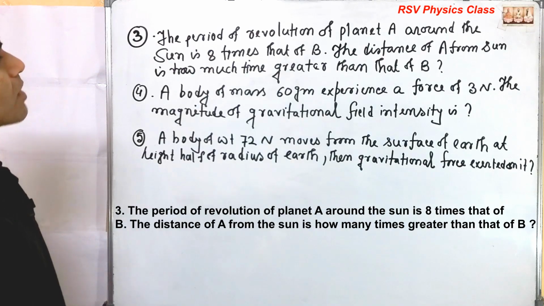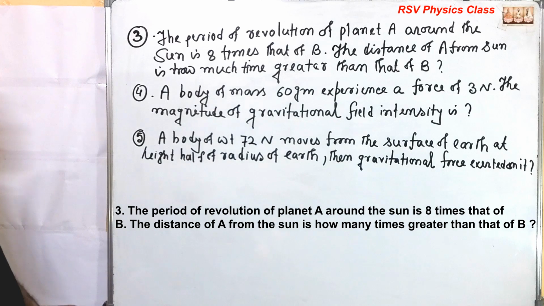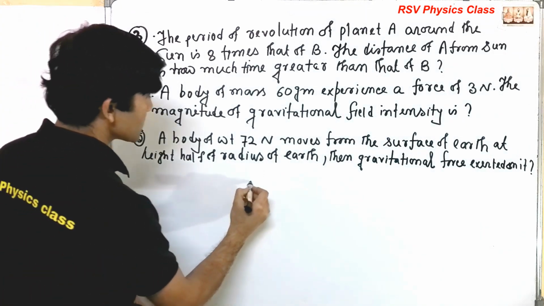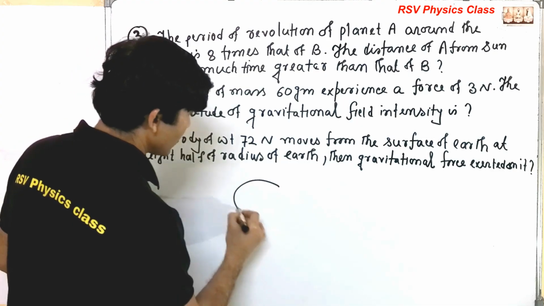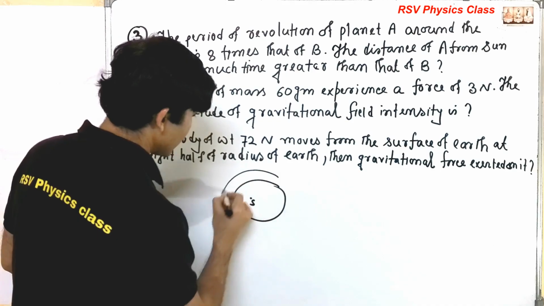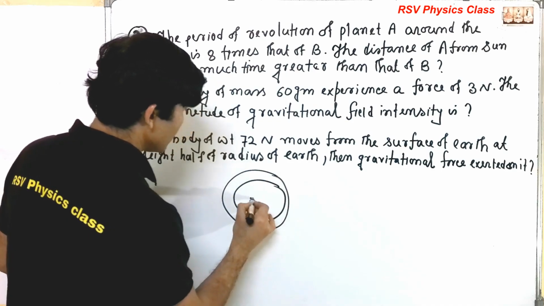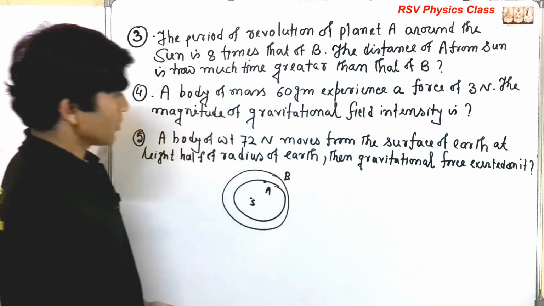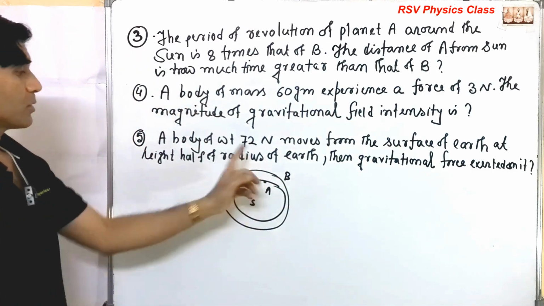The distance of A from Sun is how many times greater than that of B? So this problem is from Kepler's third law. Okay, so this is your Sun and this again is your orbit. So this planet is A, this planet is B. So they move in different orbits, right?